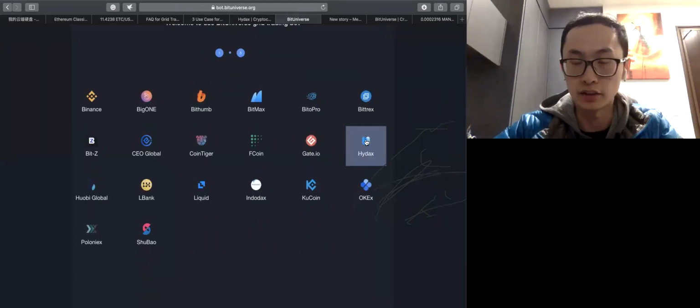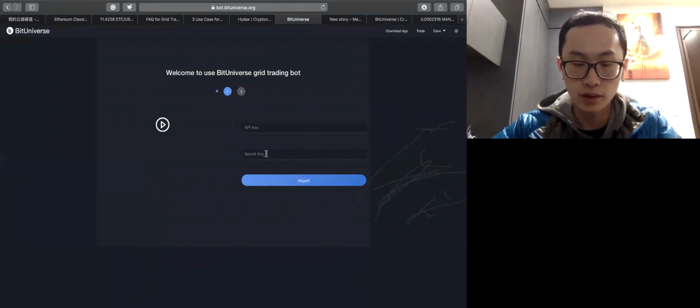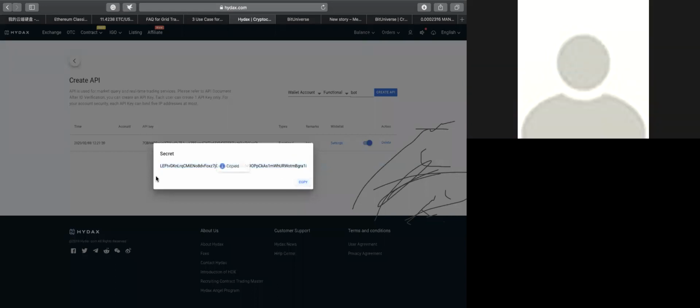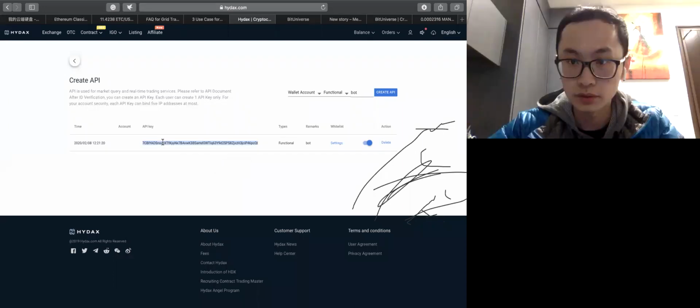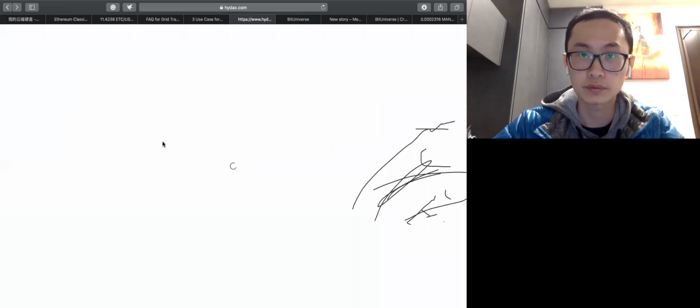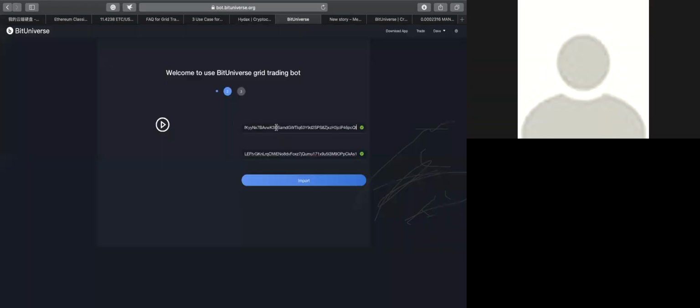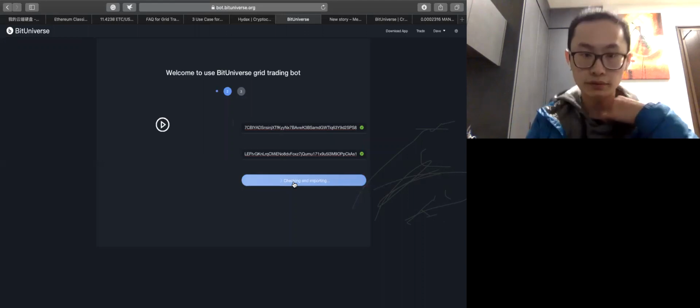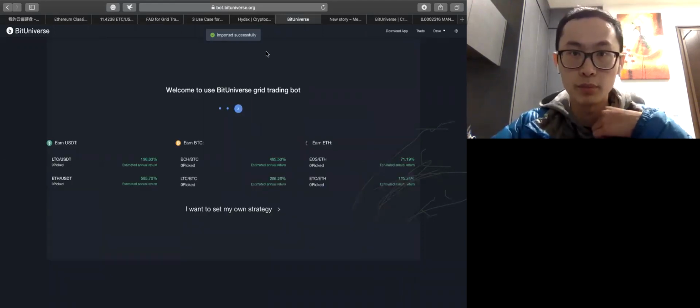So you could see Hydax in here. Let's paste the secret key first. You could paste it here. Okay. Another thing you need to copy is the API key. After you copy and paste the API key and API secret, we could just import here. Okay, so imported successfully.